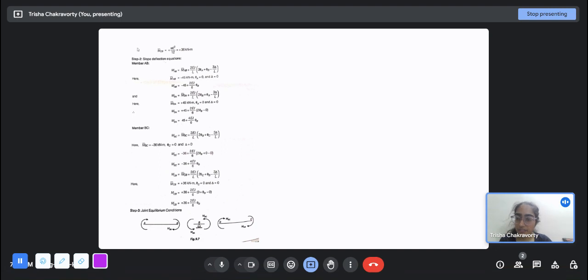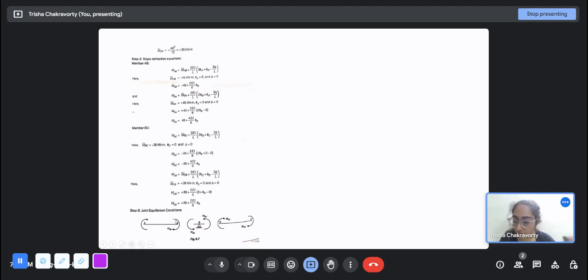So for member AB we write the two equations MAB and MBA. From member BC we get another two equations MBC and MCB. And then we solve these. We have to solve only theta B. Theta B is unknown because theta C is 0, delta is 0, we know that.